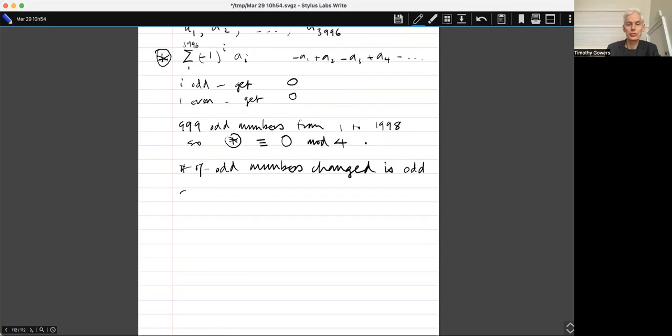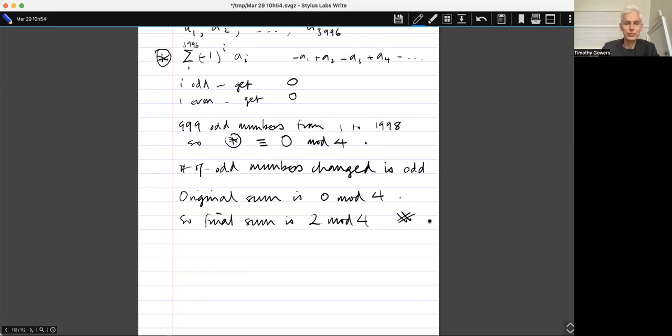And the original sum, sorry, I shouldn't have crossed it all out, is 0 mod 4. Changing an even number makes no difference. I mean, putting a minus sign in front of an even number changes everything by 0 mod 4. So the final sum is 2 mod 4, and that's a contradiction.